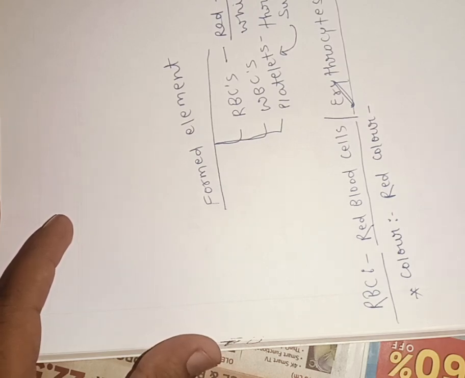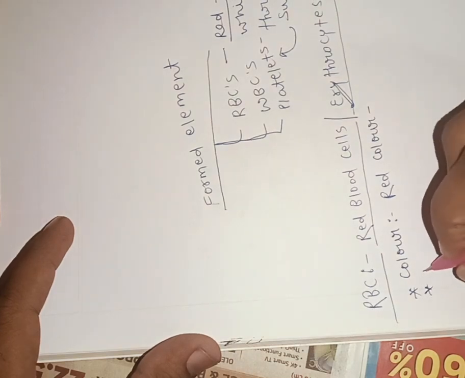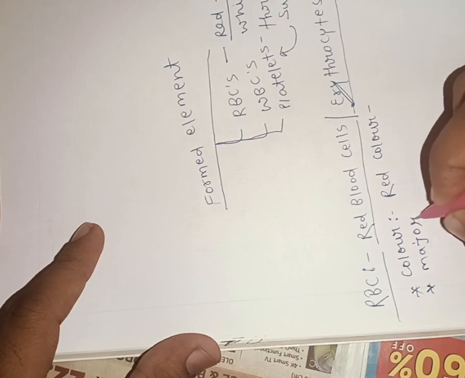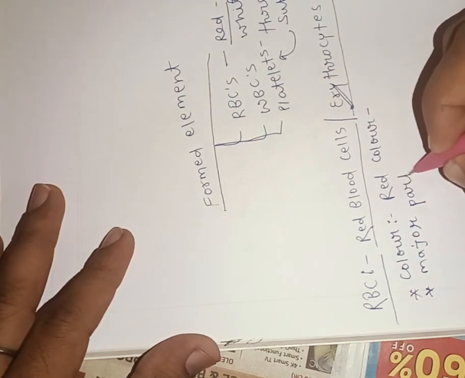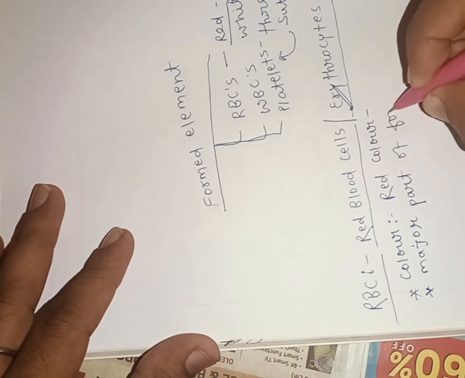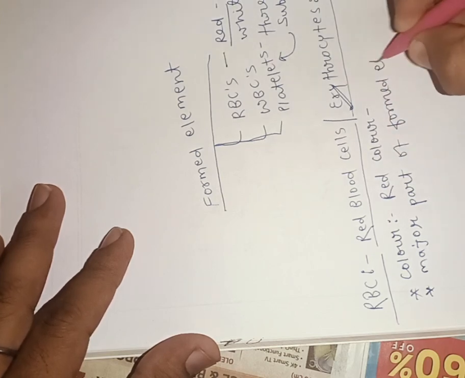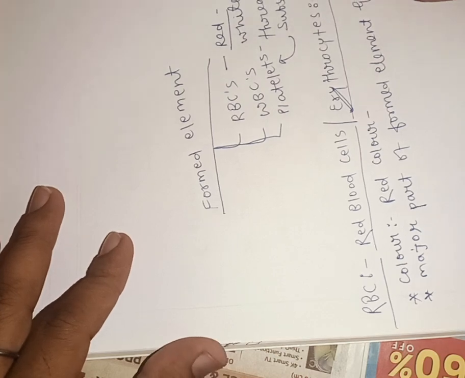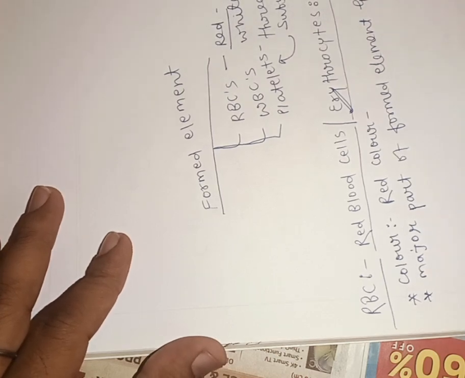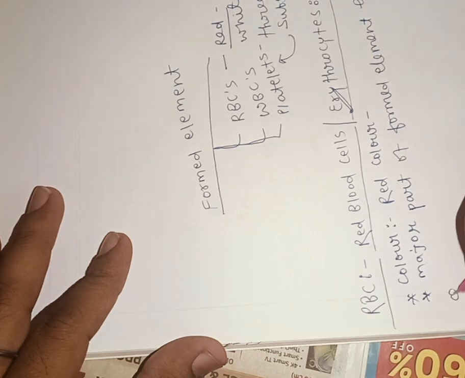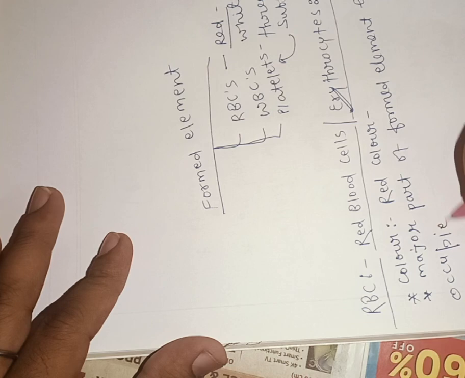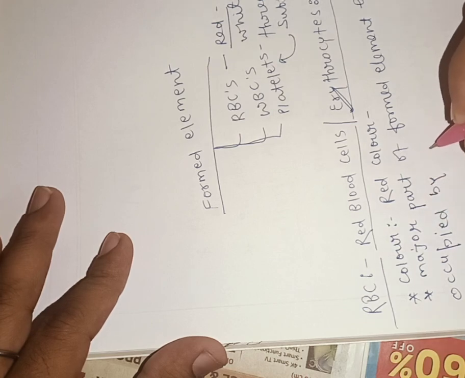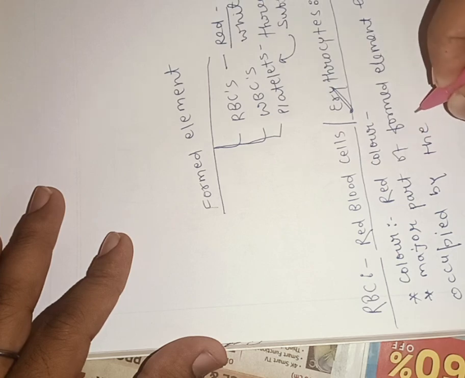The major part of the formed element is occupied by the RBCs.